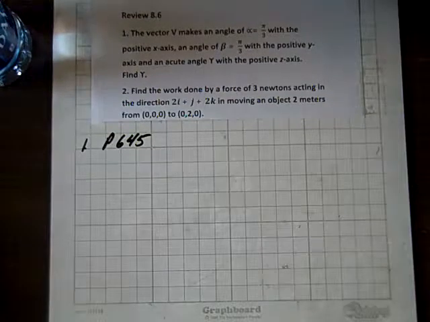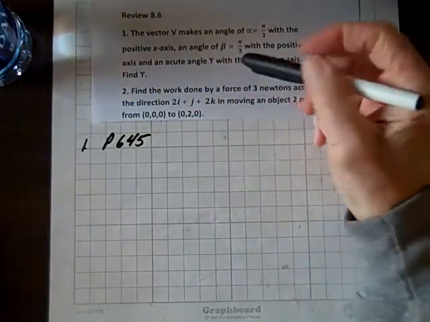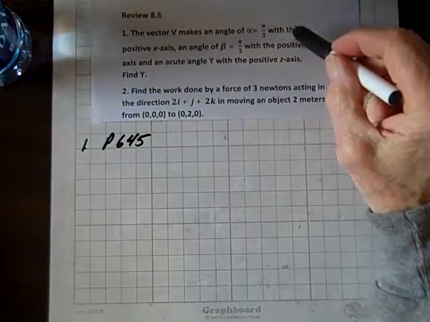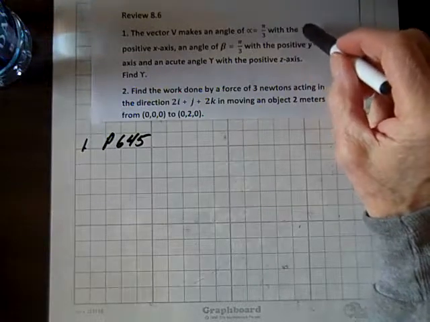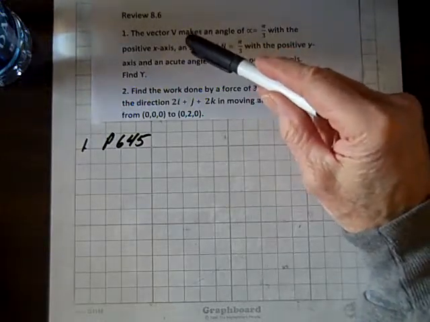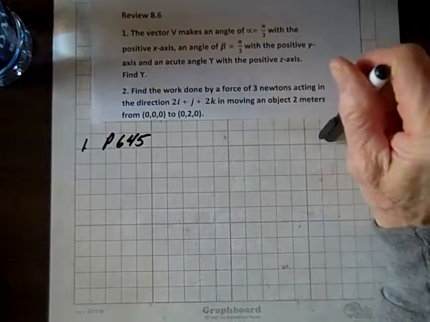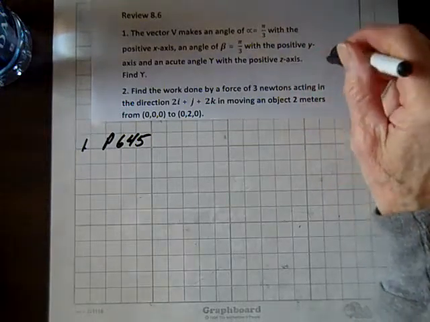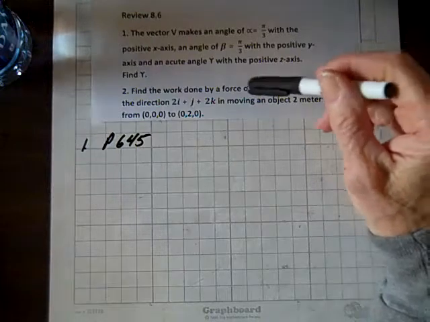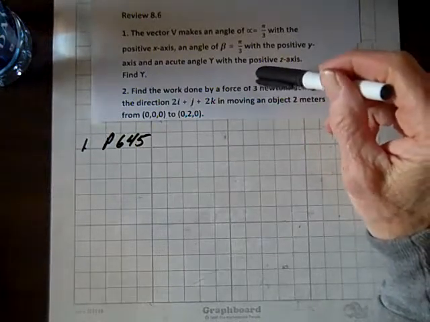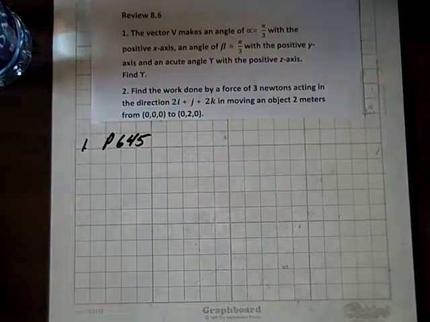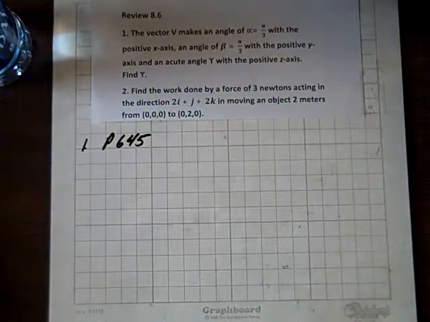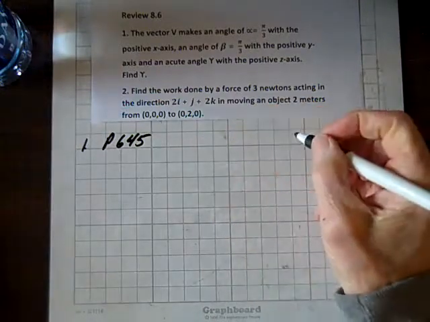Okay, now we're doing question 1 on the review for 8.6. It says the vector v makes an angle of alpha, which equals pi over 3, with the positive x-axis, and angle beta, which equals pi over 3 with the positive y-axis, and an acute angle gamma with the positive z-axis. Find gamma.